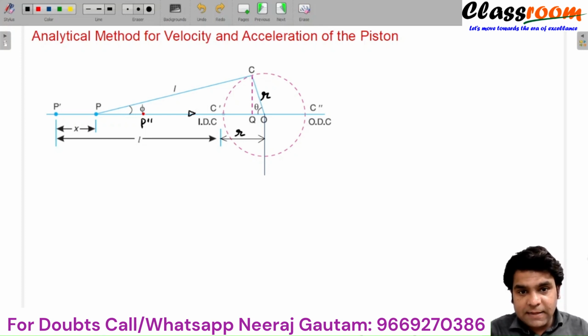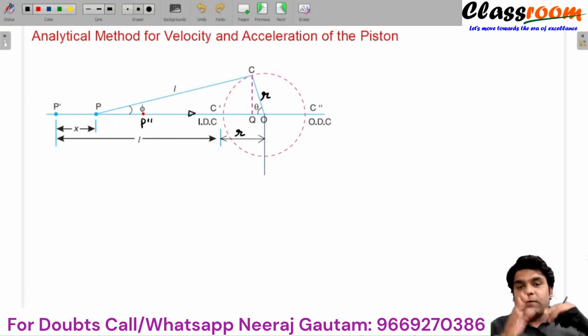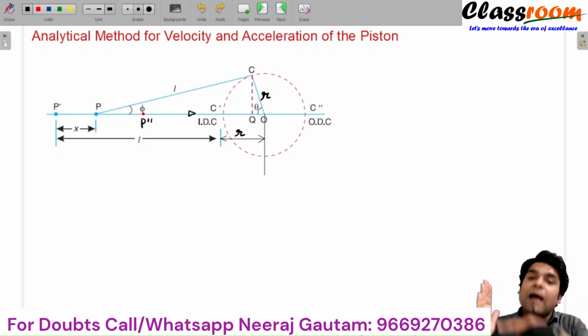Now, when the crank is at the inner dead center position, that means C dash, then the piston is at position P dash. This is the inner dead center position. The piston is doing reciprocating motion in a horizontal engine. So the innermost position, towards the cylinder head, is called the inner dead center, and the outermost position of the piston is called the outer dead center.